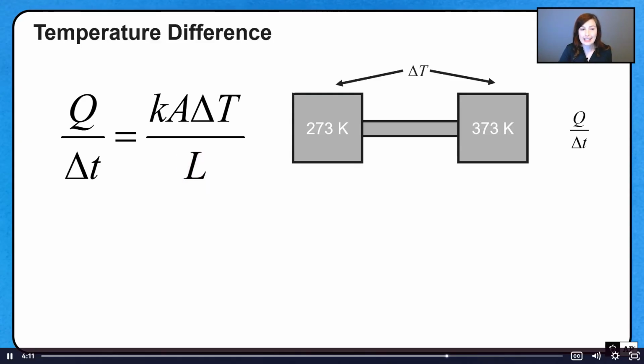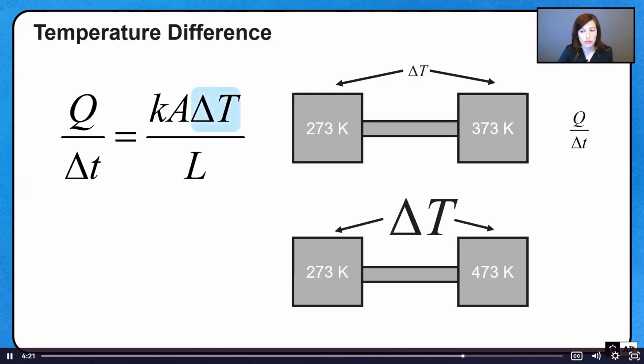All right, lastly, let's look at the temperature difference. We have the same setup again, but this time we're going to repeat the experiment with two objects that have a greater temperature difference. Again, the equation tells us that more energy will be conducted in the same amount of time when the temperature difference is greater. So in other words, a more dramatic temperature difference results in a faster rate of energy transfer.